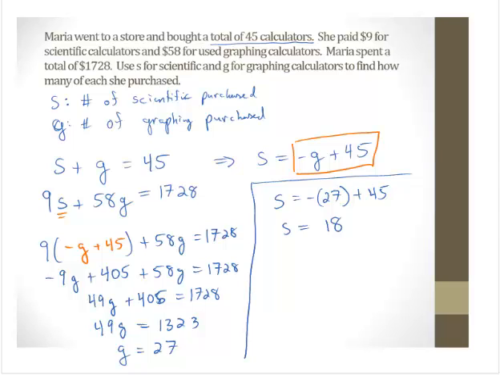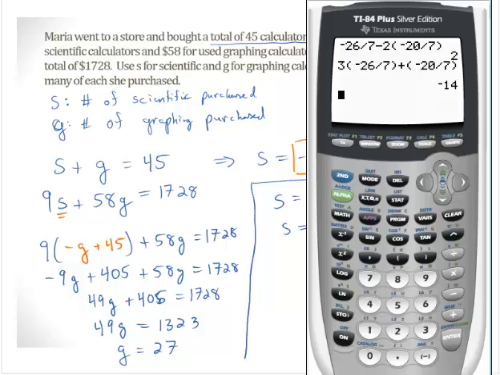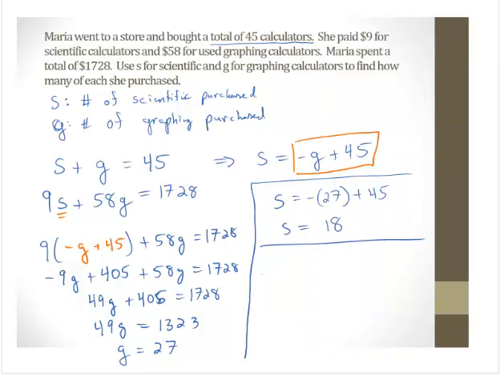Alright, so let's just run a quick check. 18 and 27 does add up to 45. Let me use the calculator for the other. 9 times the number of scientifics, which was 18, plus 58 times the number of graphing, which was 27, is 1,728. That's good. So my conclusion: Maria bought 18 scientific and 27 graphing calculators.